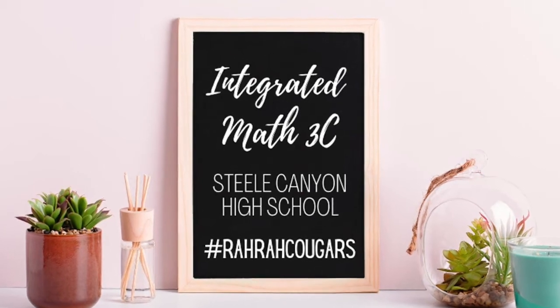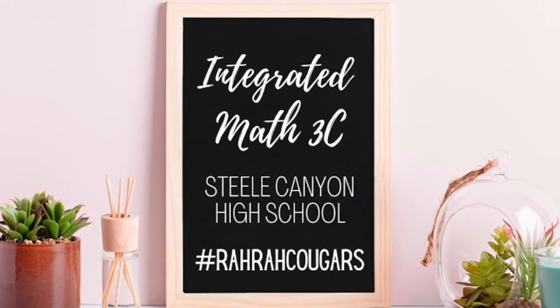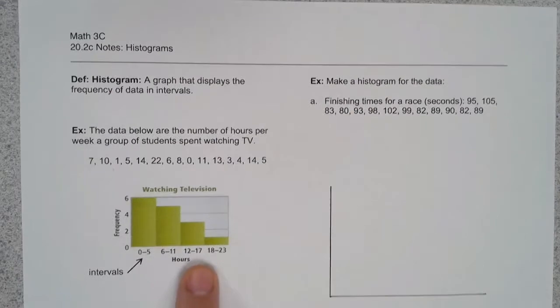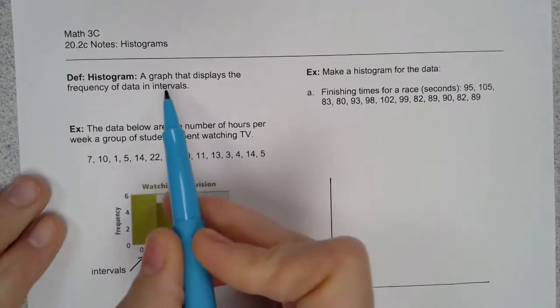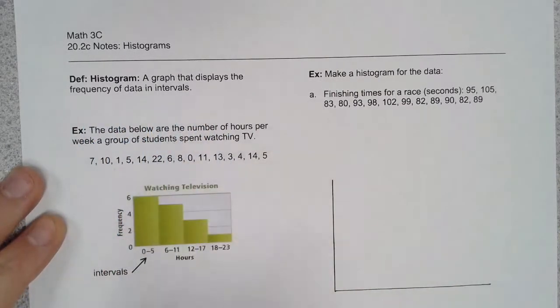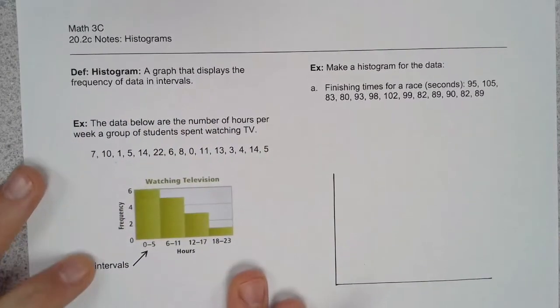All right, so in the notes for today for 20.2c, we're going to be looking at histograms. You can see a picture of a histogram right here. Histograms are sometimes referred to as bar graphs, and each bar represents the frequency of the data that falls within that range. A histogram is defined as being a graph that displays the frequency of data in intervals.